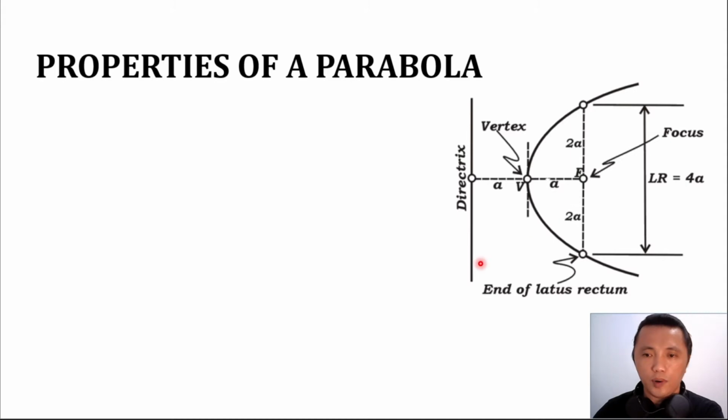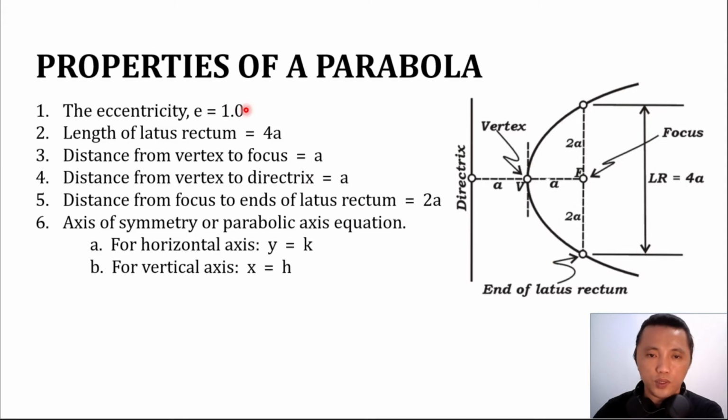So here is a parabola. So e is equal to 1.0. The length of the latus rectum is equal to 4a. The distance from the vertex to focus is, so here is the vertex and this is the focus, that is a. Distance from vertex to directrix, so this is the vertex, this is the directrix, that is a. The distance from focus to ends of latus rectum is 2a. So this is the focus, this is the ends of the latus rectum, that is 2a. So the length of the latus rectum is 4a.